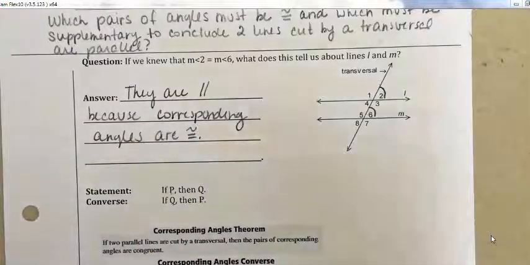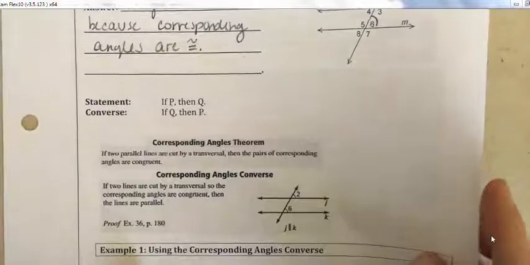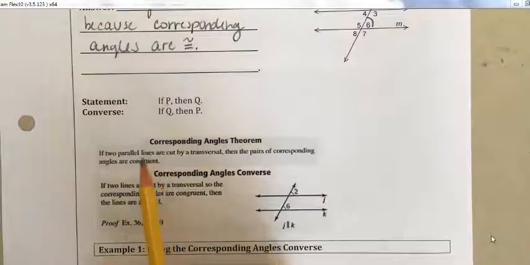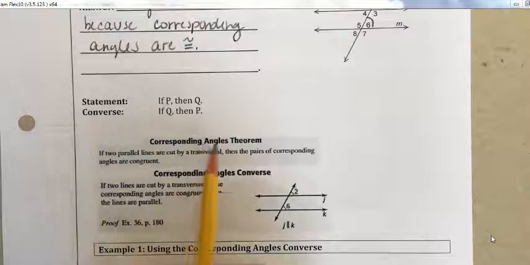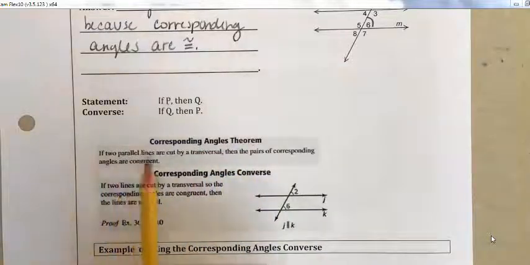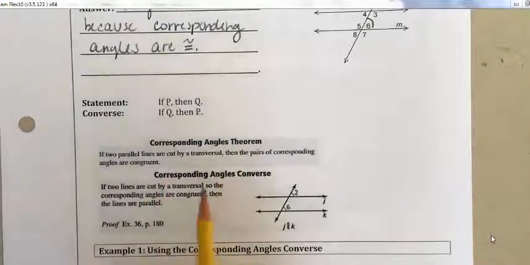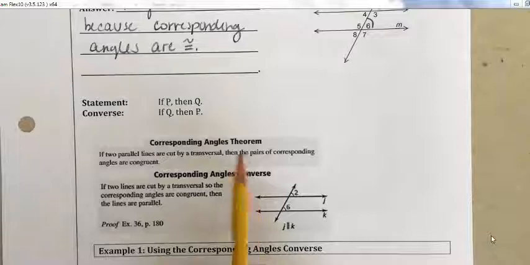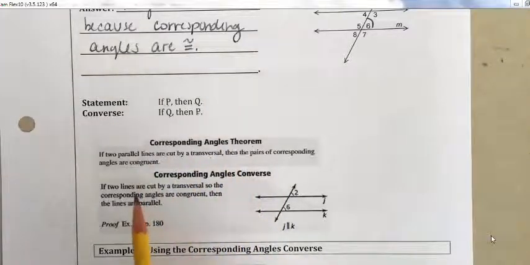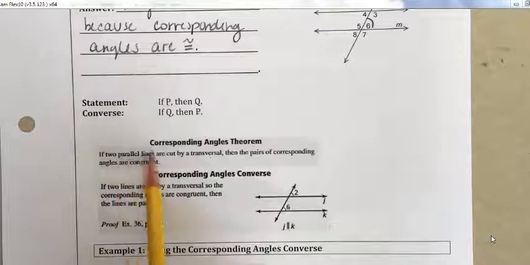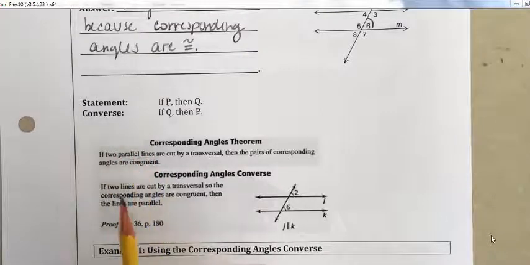The reason I'm going over that is because we've already learned a bunch of theorems. Last section, 3.2, you learned a bunch of theorems, like for example, the corresponding angles theorem, which said if two parallel lines are cut by a transversal, then the pairs of corresponding angles are congruent. Well, today in this lesson, you're going to learn about the converse of that theorem. The converse of that theorem doesn't start with the fact that you have parallel lines. It just says, if we have any two lines cut by a transversal so that the corresponding angles are congruent, then the lines are parallel. Notice that that came last. Okay, so that's what we're doing today.